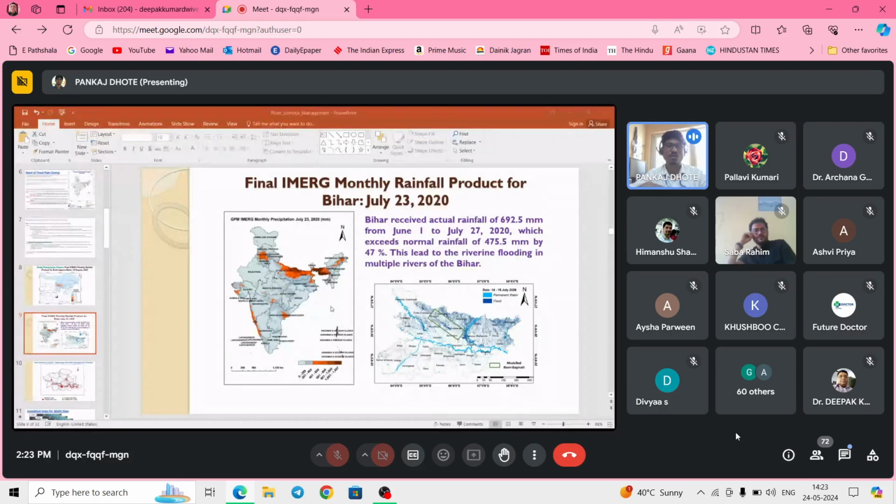So not only on a local, state, or district scale, but you can also use this data set at a very high resolution for doing different kinds of analysis.